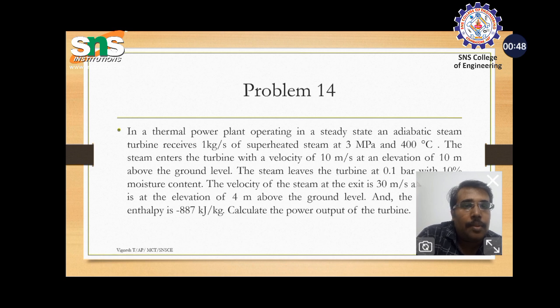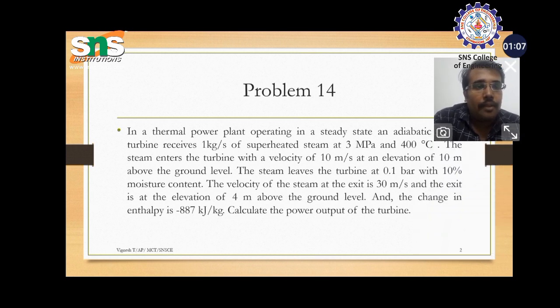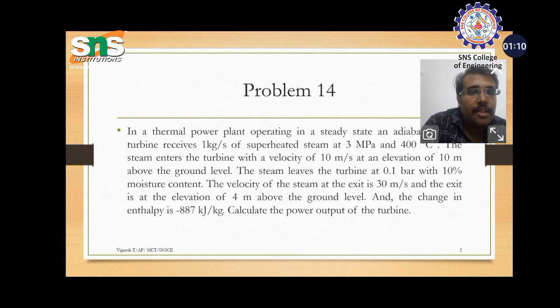In a thermal power plant operating in a steady state, an adiabatic steam turbine receives 1 kg per second of superheated steam at 3 megapascal and 400 degrees centigrade. The steam enters the turbine with a velocity of 10 meter per second at an elevation of 10 meter above the ground level. The steam leaves the turbine at 0.1 bar with 10% moisture content. The velocity of the steam at the exit is 30 meter per second, and the exit is at an elevation of 4 meter above the ground level.